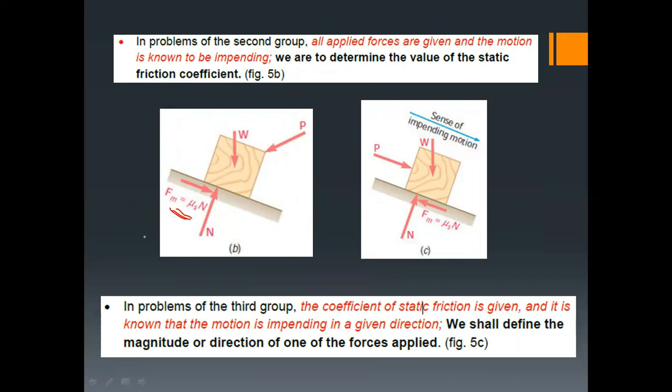And then dito naman, meron tayong motion impending. So the third is in problems of the third group, the coefficient of static friction is given and it is known that the motion is impending in a given direction. So we shall determine the magnitude or direction of one of the forces applied. Okay, so sense of impending movement na siya kung saan siya papunta. Okay, so acting ng weight mo dito, meron kang force dito, friction and your normal force. So medyo same lang siya pero in motion.